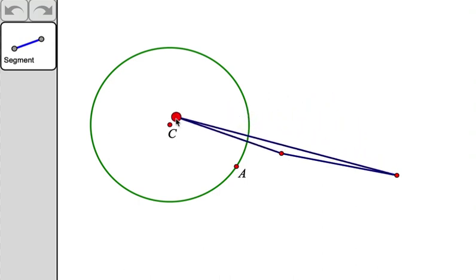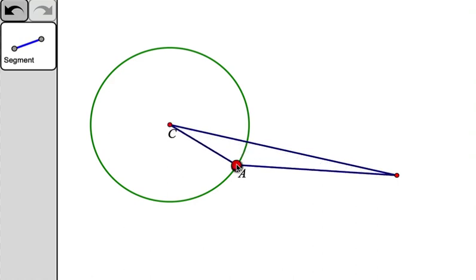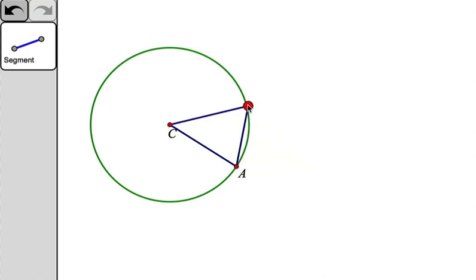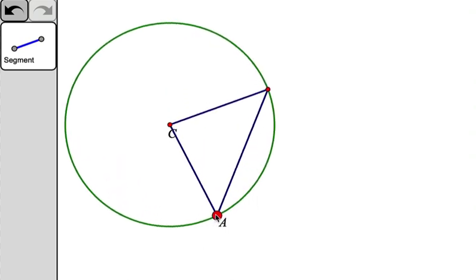One by one, I'll drag the points and wait until they glow before letting go. My isosceles triangle is complete.